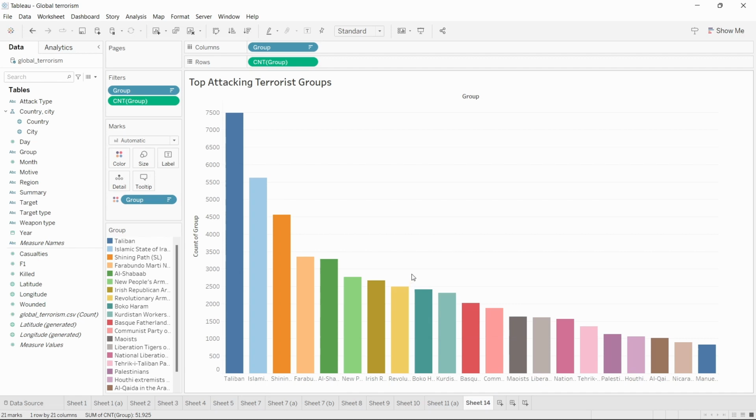And if we see the top attacking terrorist groups, the Taliban seems to be the highest with a higher count, and then the Islamic State, and then Shining Path, and similarly others.